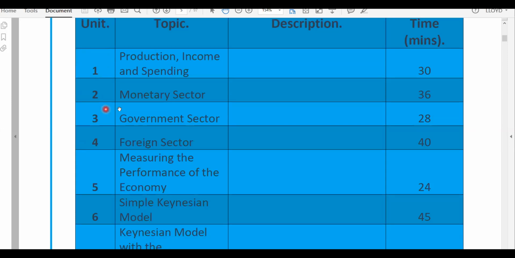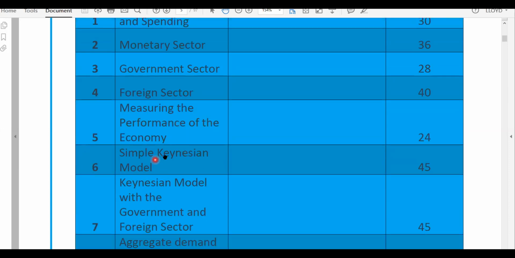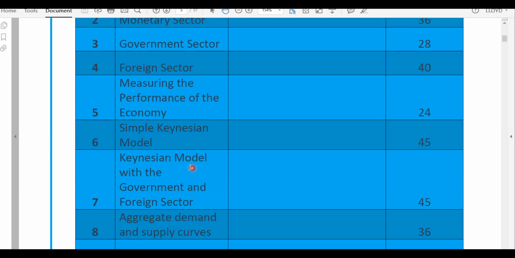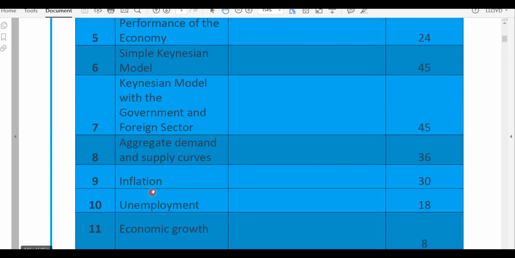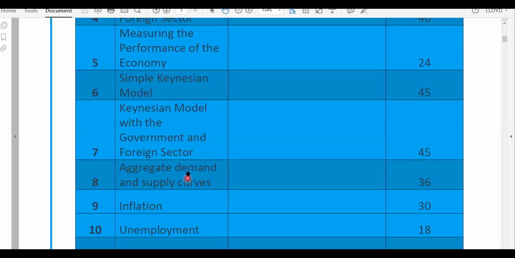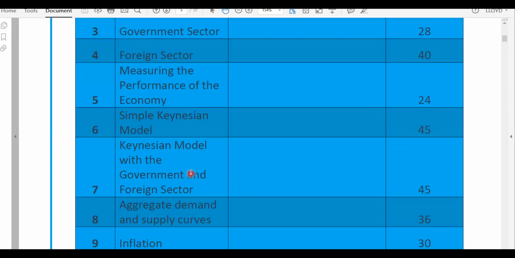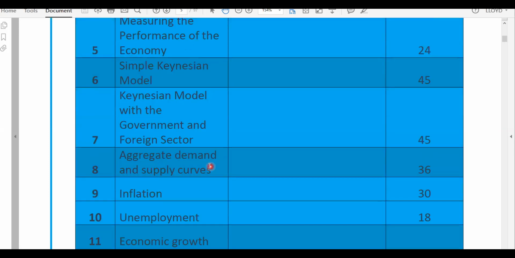Then you're going to look at the monetary sector, the government sector, the foreign sector, measuring the performance of the economy, the simple Keynesian model with the government and foreign sector, aggregate demand and supply curves, inflation, unemployment, and lastly, economic growth. So altogether, there are about 11 topics or units that you're going to be considering.